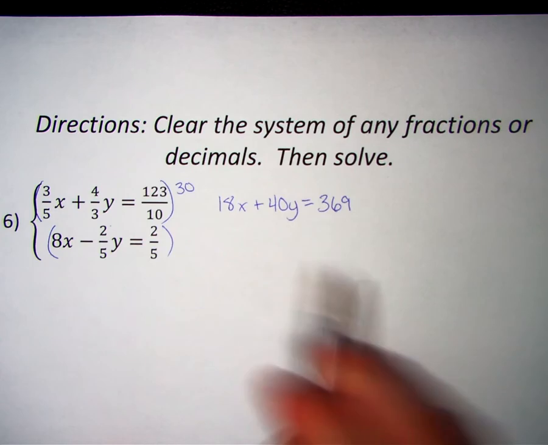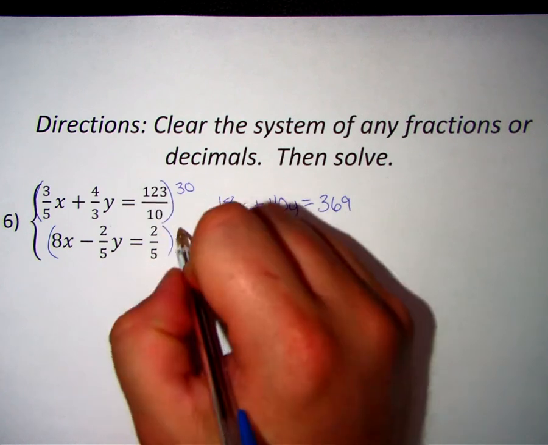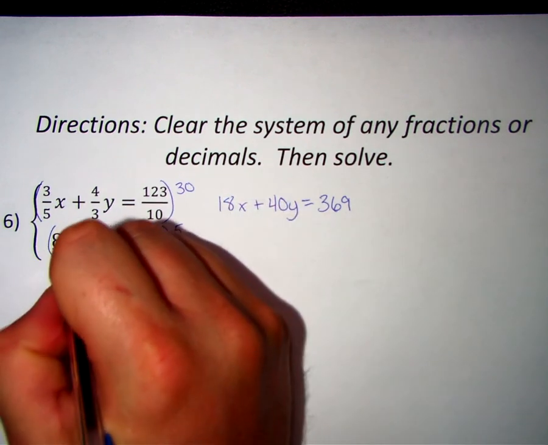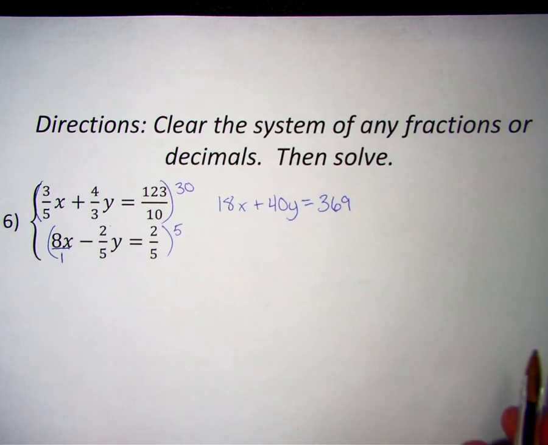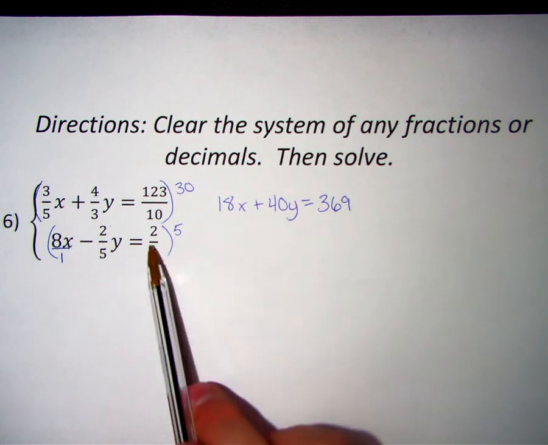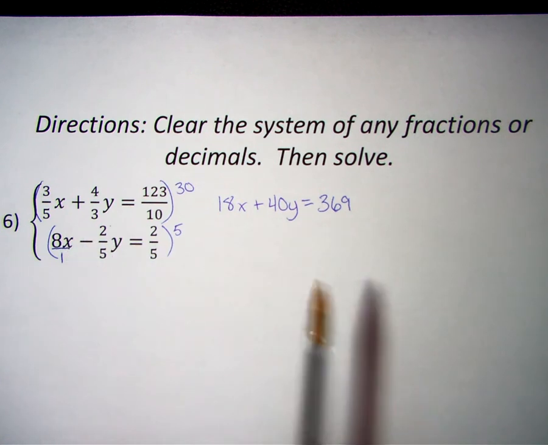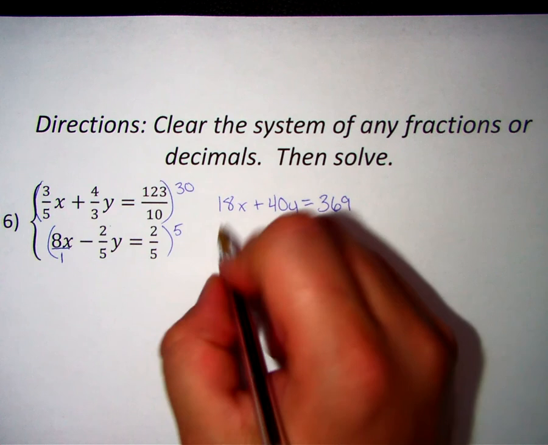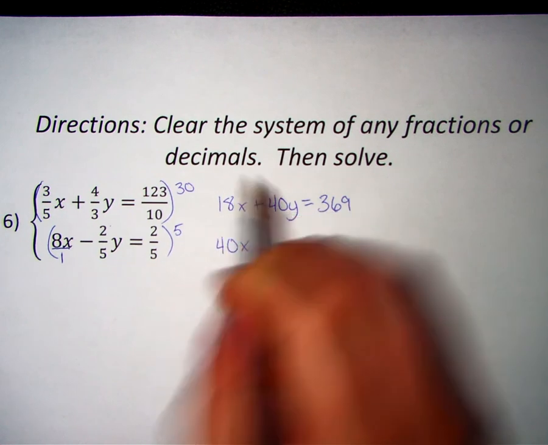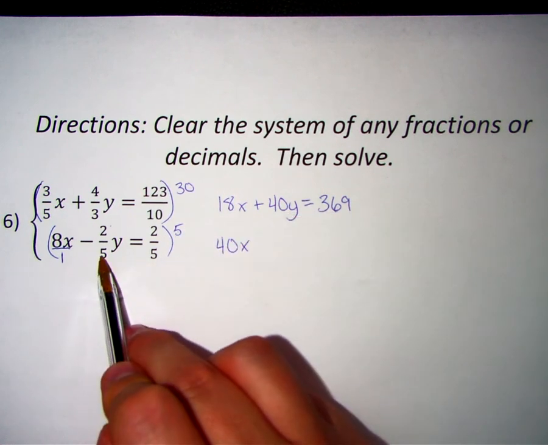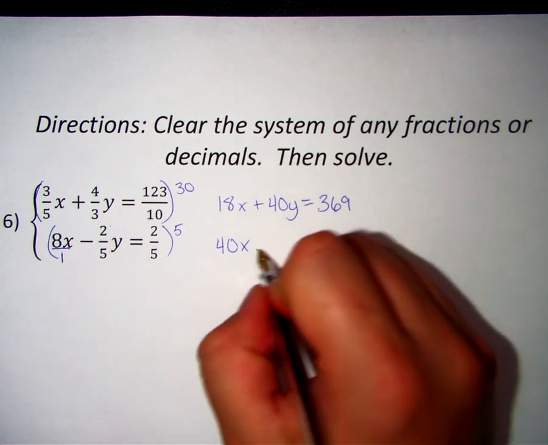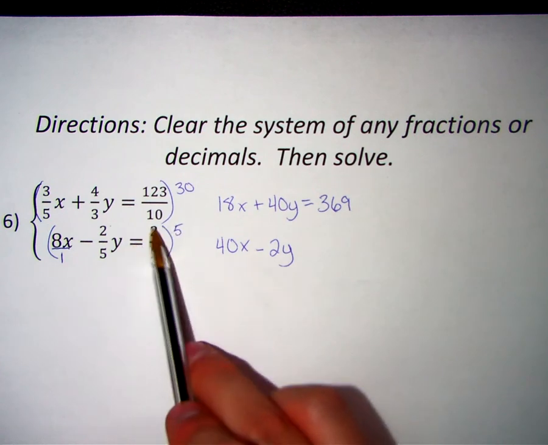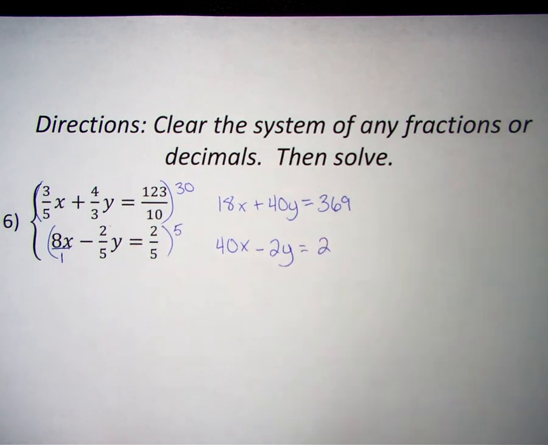Second equation should be a little bit easier. We only have one denominator value. It is 5, so I would multiply each term by 5. Please remember, and if you need to, go ahead and make this look like a fraction so that you do remember, you've got to multiply that 5 to every term. So 5 divided by 1 is 5, times 8 is 40x. 5 divided by 5 is 1, times 2 gives me negative 2y. 5 divided by 5 is 1 times 2, so that's going to equal 2.